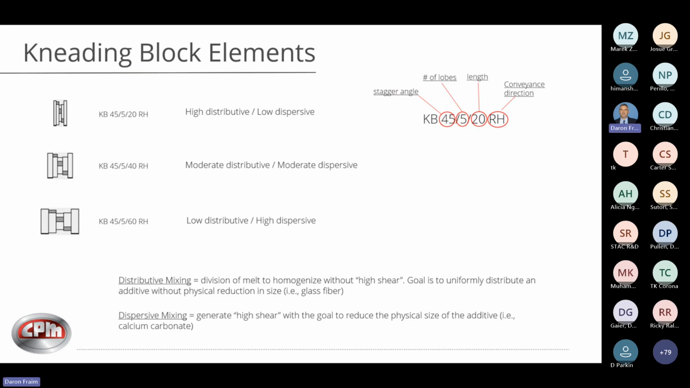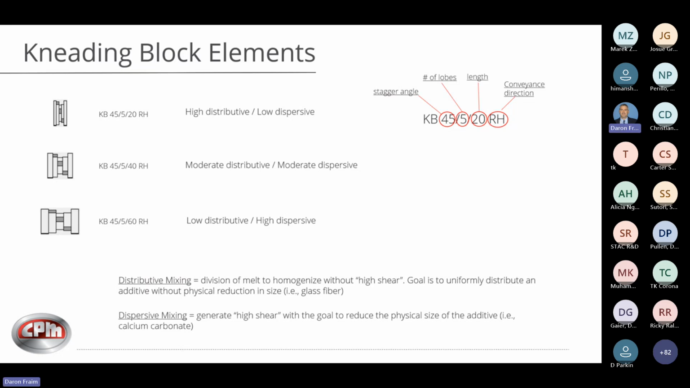And we compare these side by side and we look at the different lengths. They all have 5 lobes, 20 millimeter length, 40, 60. What's changing is the lobe width. And when you go from a very narrow width kneading block, those are high distributive, low dispersive. The one in the middle is what we call intermediate or moderate distributive dispersive. And then, of course, your larger or longer kneading block with the wider lobes is low distributive, high dispersive.